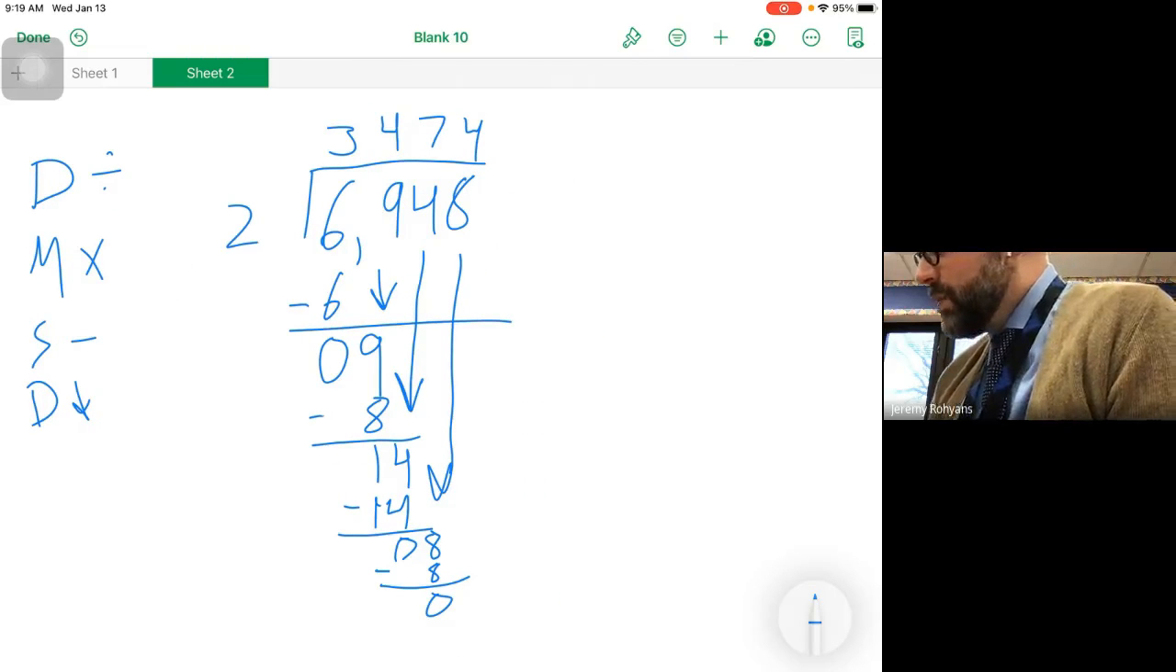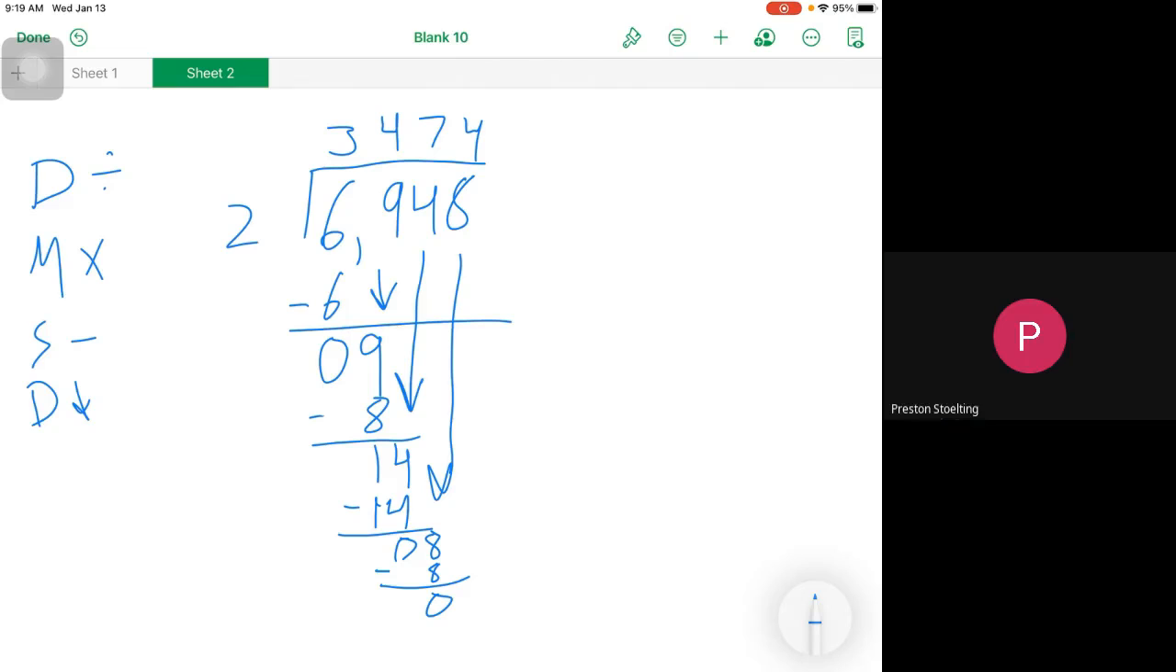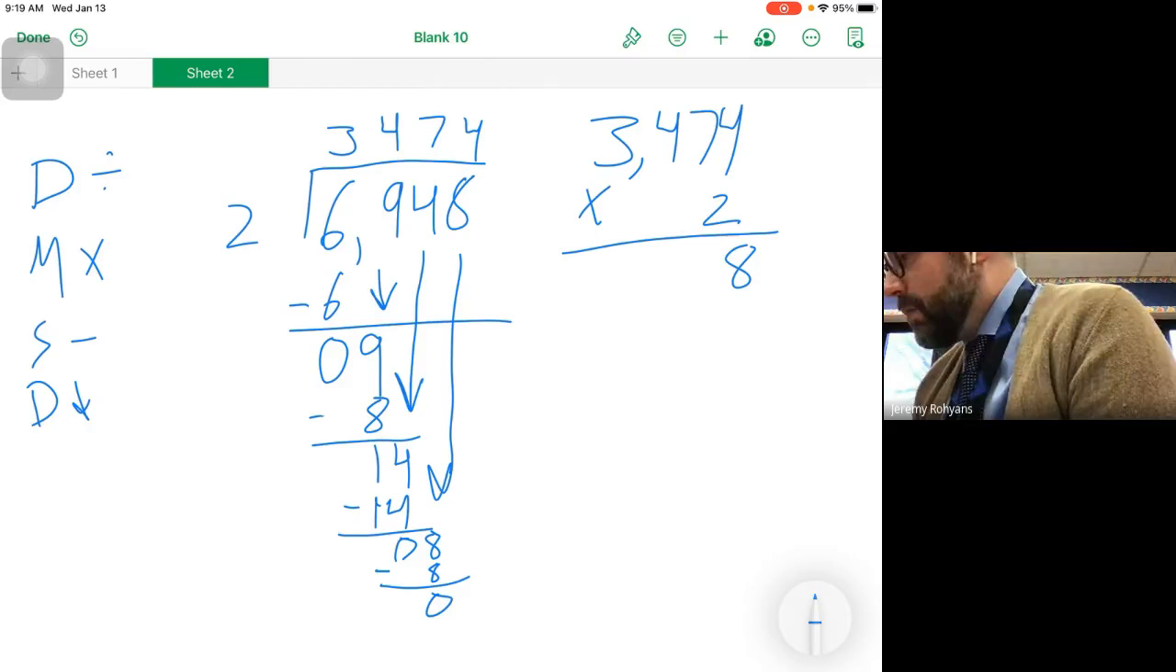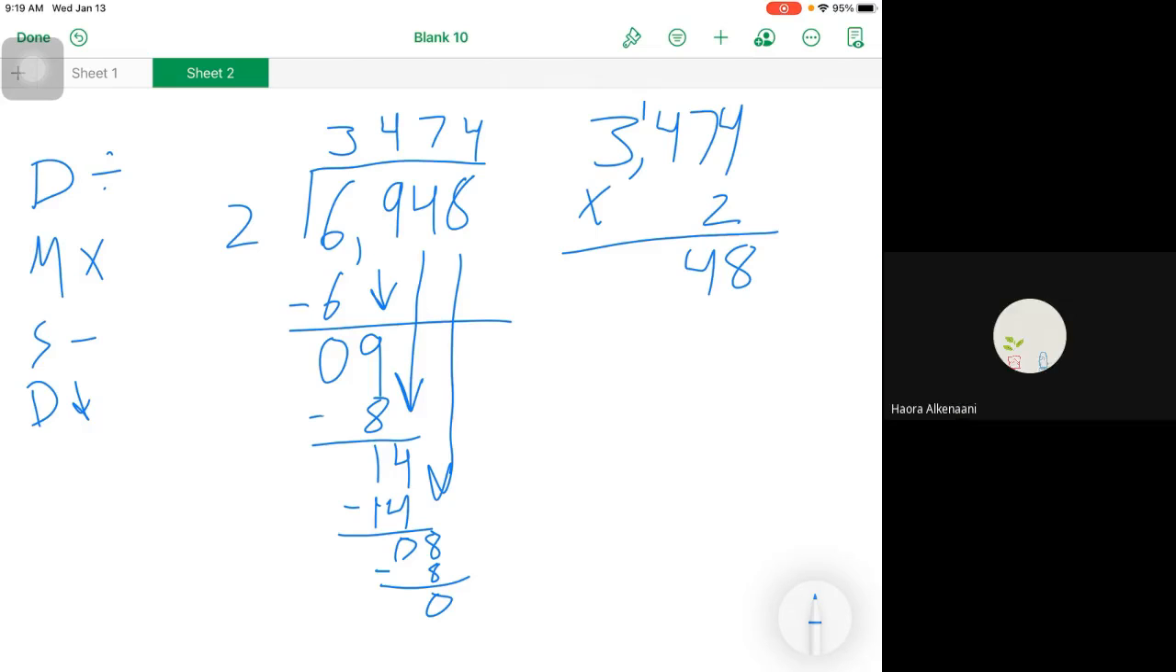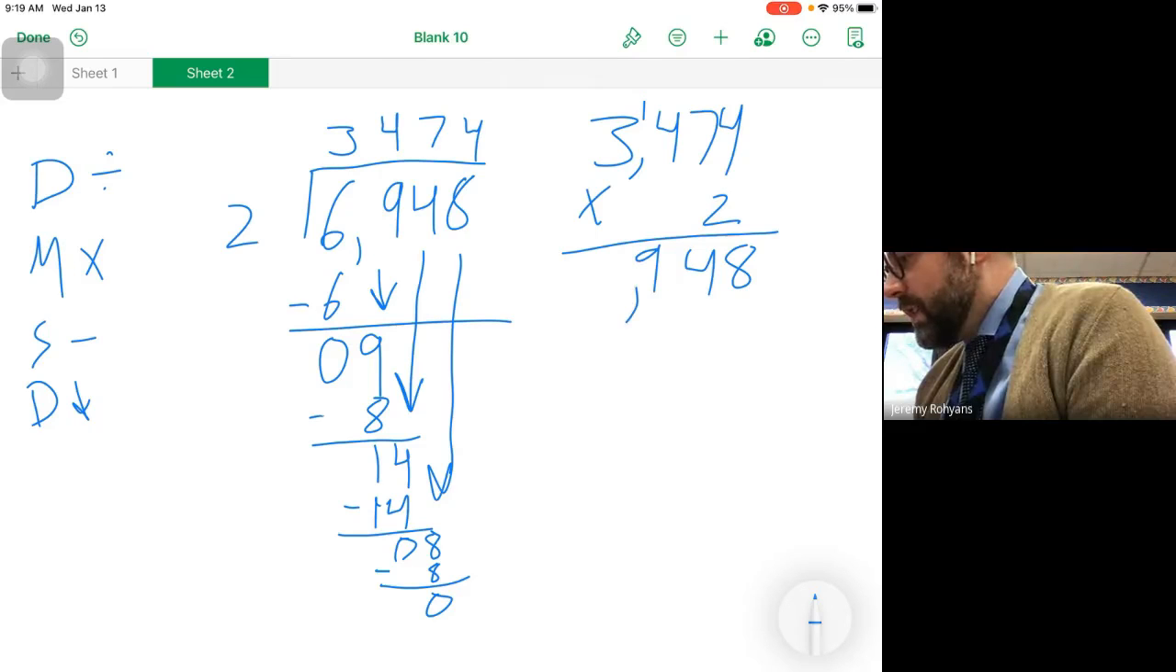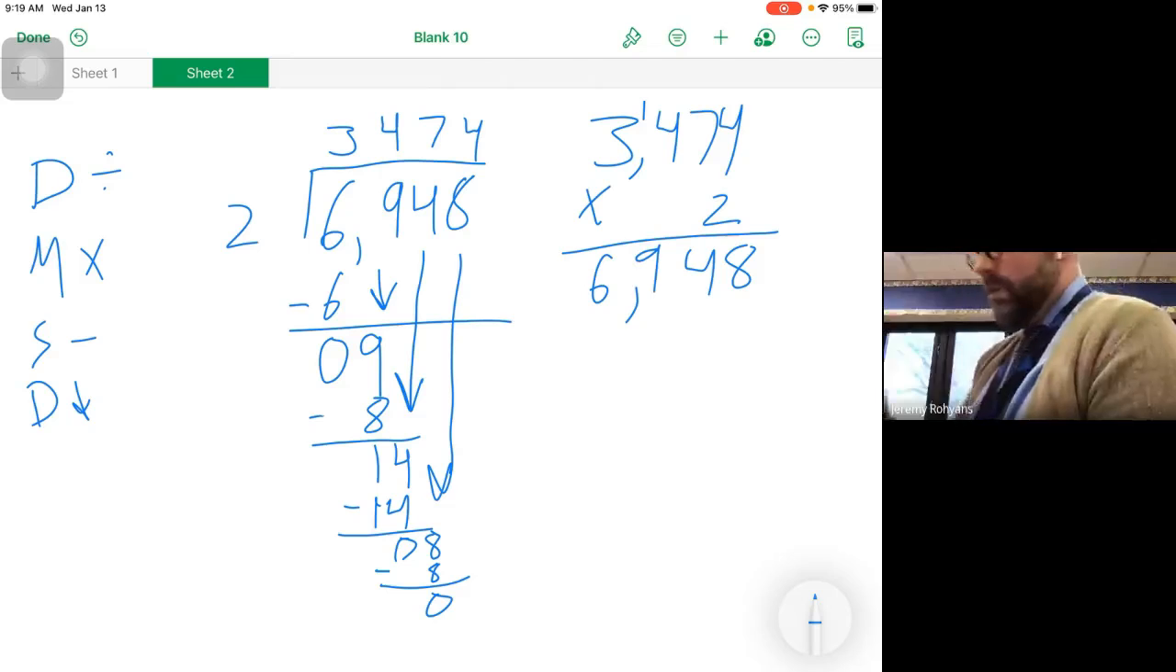No remainder, as predicted, though I wasn't really paying attention to that. That's all right. I'm going to do a couple more. You can check your work. 2 times 4 is 8. 7 times 2 is 14. 2 times 4 is 8 plus 1 is 9. And 3 times 2 is 6.